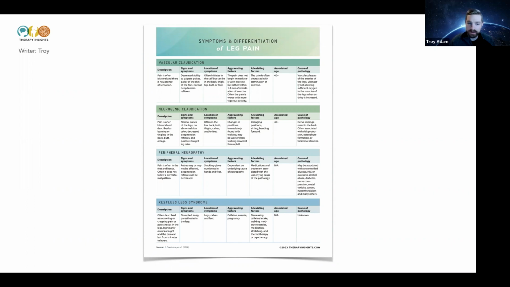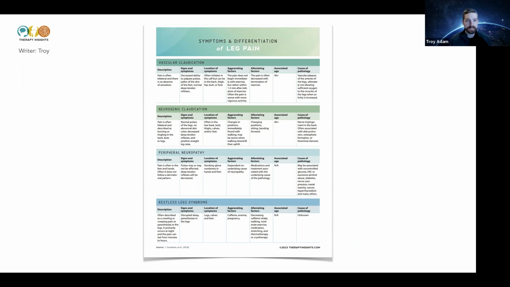So it talks about the description of what it is, the signs and symptoms, the location of those symptoms, what aggravates it, what makes it feel better, and then the cause, the pathology, as well as who's likely to be experiencing these things.